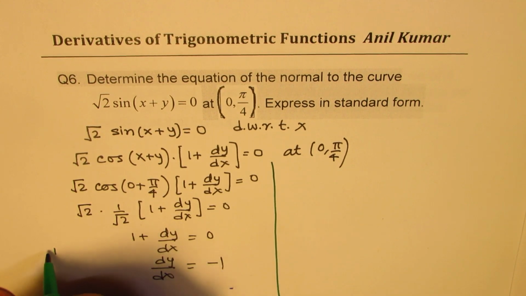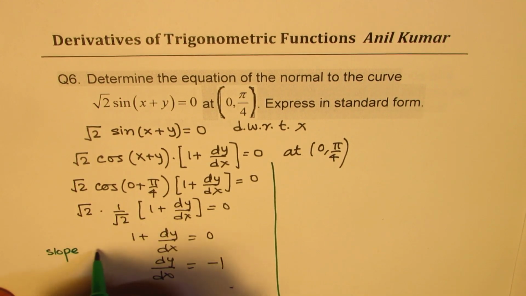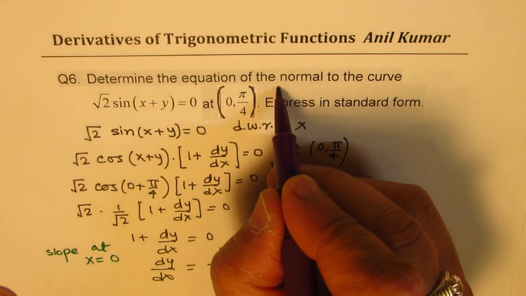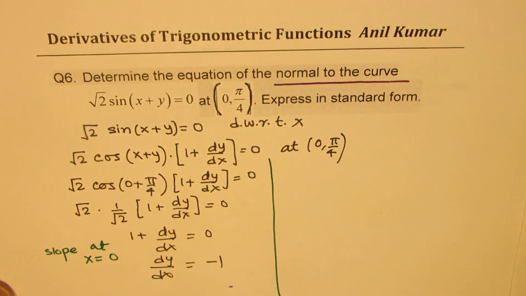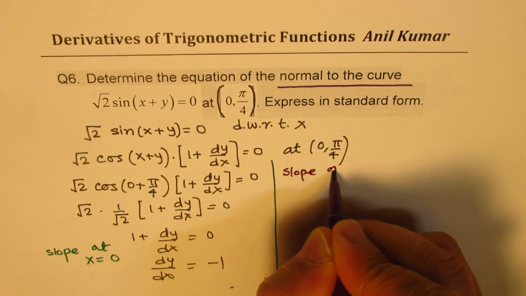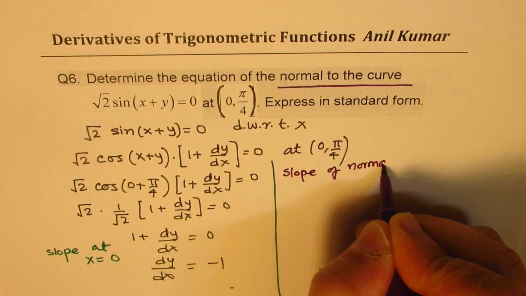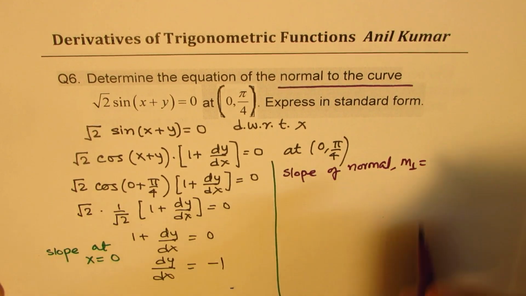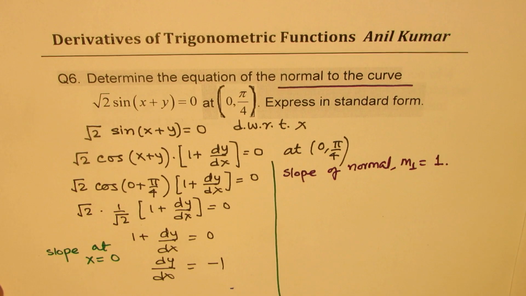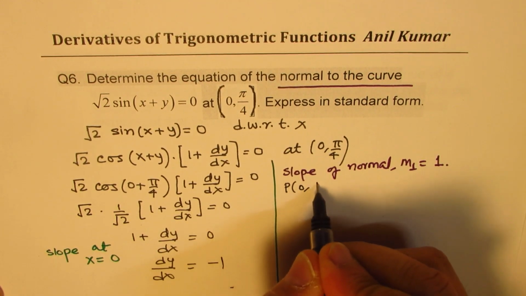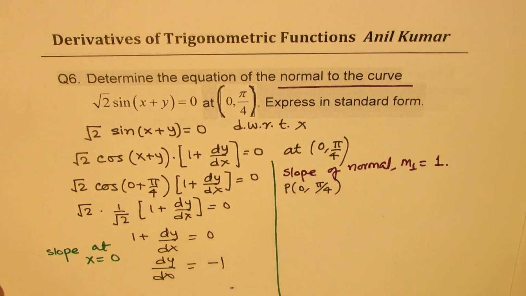We can say slope at x equals 0. Now what do we need to find? We need to find the normal, right? So the slope of the normal will be what? Let's call it m perpendicular, it will be the negative reciprocal. So it is going to be positive 1. And we know that the point here is (0, pi by 4), correct?